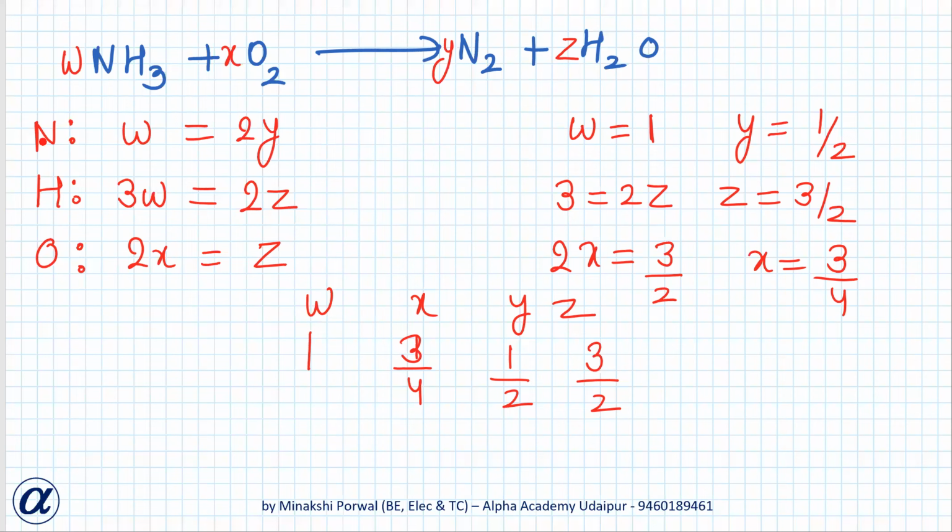First of all, making equation of nitrogen. अब नाइट्रोजन रिएक्टेंट्स में कहाँ है? यहीं पर है. और कितने नाइट्रोजन है? सिर्फ एक नाइट्रोजन है. तो रिएक्टेंट की साइड सिर्फ W आ जाएगा. W equals to, on the side of product N2 we have, so it will be 2y. W equals to 2y. For hydrogen similarly it will be 3W equals to 2Z.